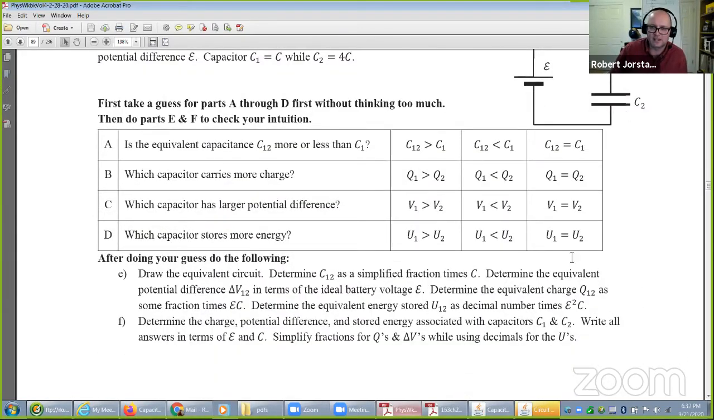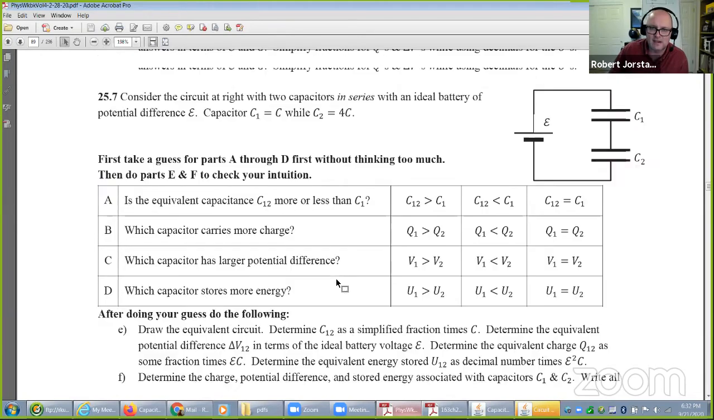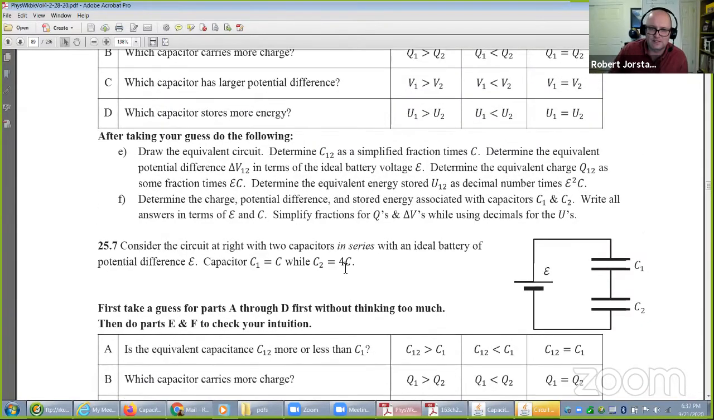You can kind of take your guess based off what we've done. So maybe do that after class before this gets away from you.